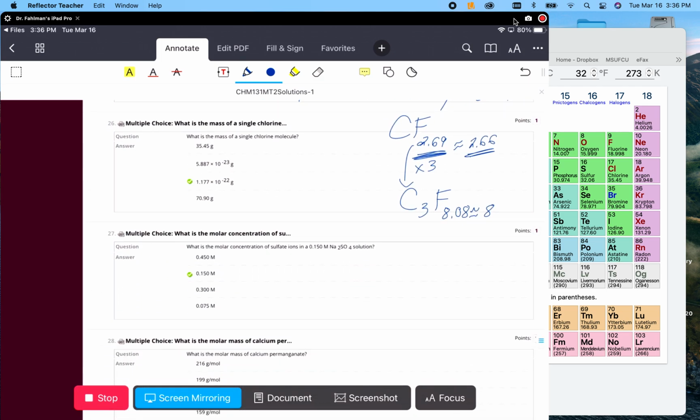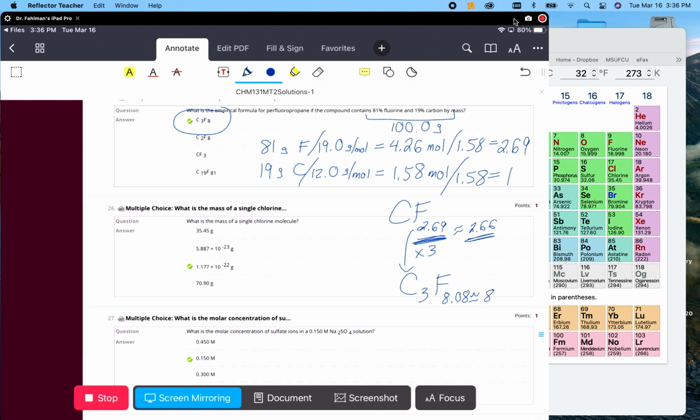If I mention this, if you thought that this maybe was closest to 2.75, and then multiplied by 4, 2.69 times 4, you get 10.75, so it wouldn't work out, close to an integer value. So multiplying by 3 gave a number closest to a whole number.